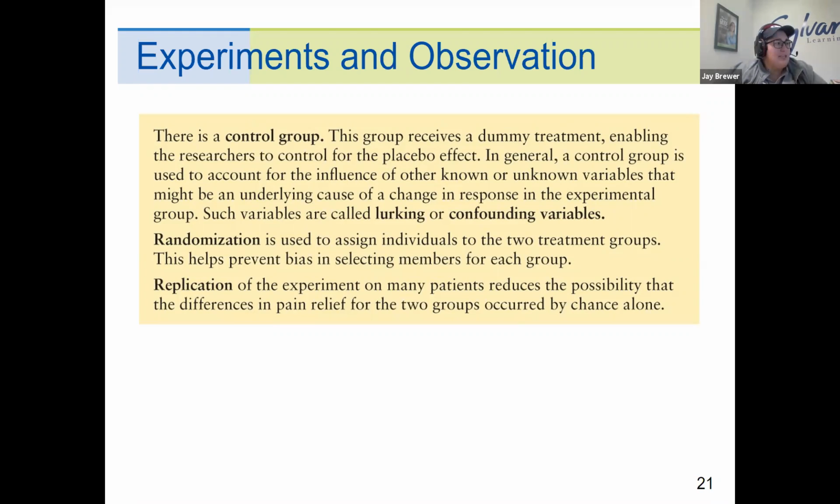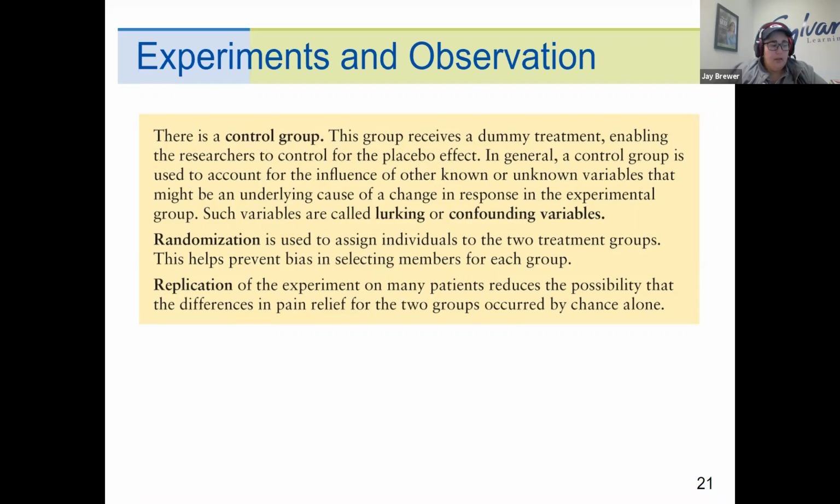Okay, randomization is used to assign individuals to the two treatment groups. This helps prevent bias in selecting members for each group. Replication of the experiment on many patients reduces the possibility that differences in pain relief for the two groups occurred by chance alone. Okay, so replication, let's talk about that for a minute.